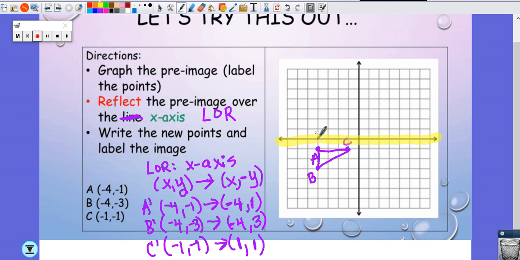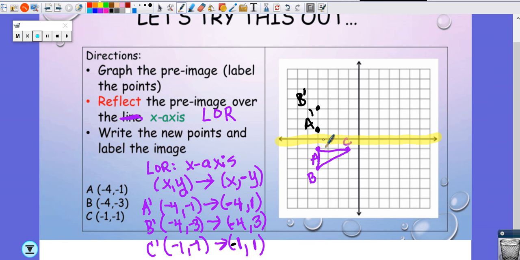I get -4, so the x should stay the same, and go to +1. That's my A prime. And then I go to -4 again and go to +3, so that's 1, 2, 3. So this is my B prime. And then for C, I go to +1. I'm tripping, y'all. Guess where I messed up? I changed the x value and I wasn't supposed to.